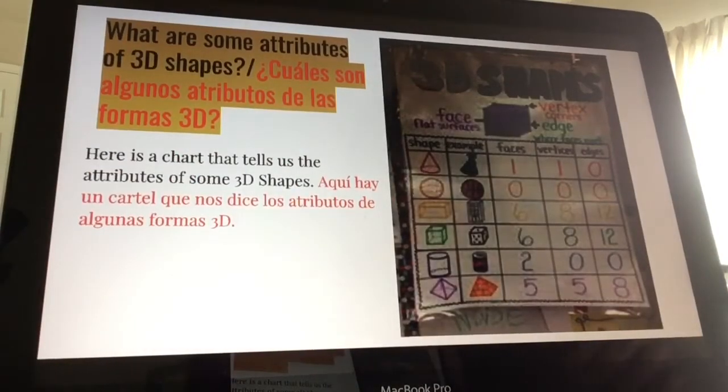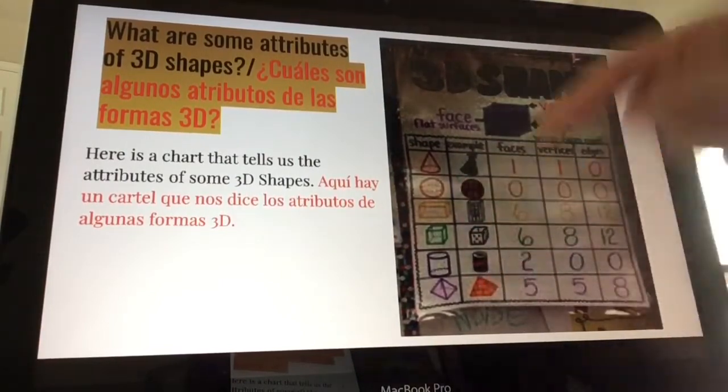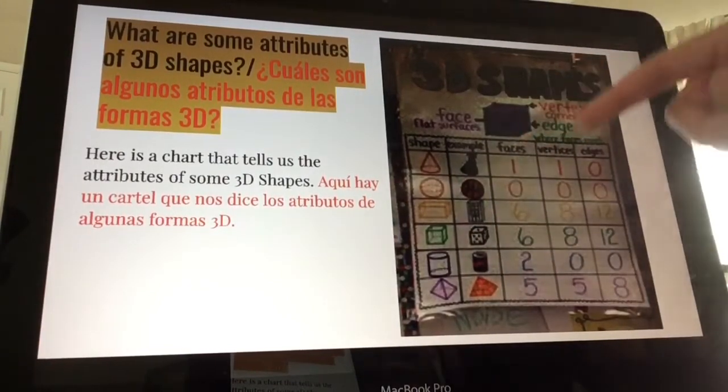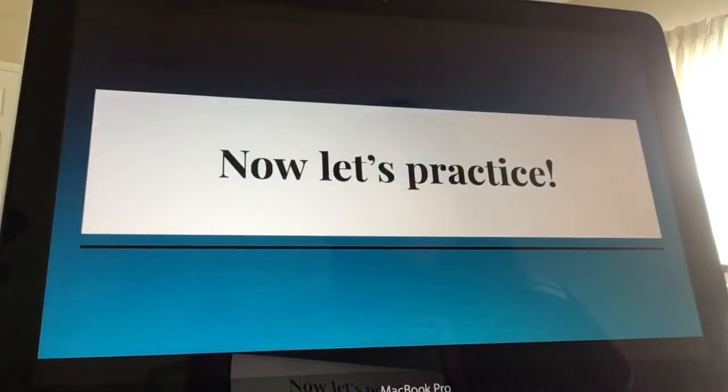And here's another poster that gives you some different 3D shapes. It gives you an example of real life things that are that shape, and it tells you the faces, the vertices, and the edges. All right. Good. Okay, so now let's practice.